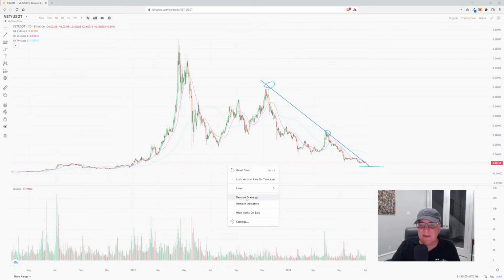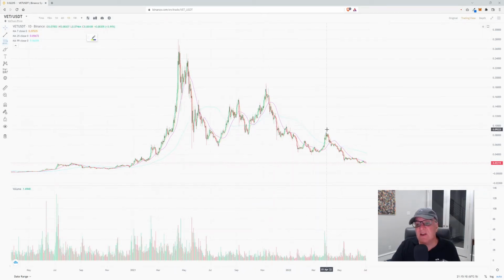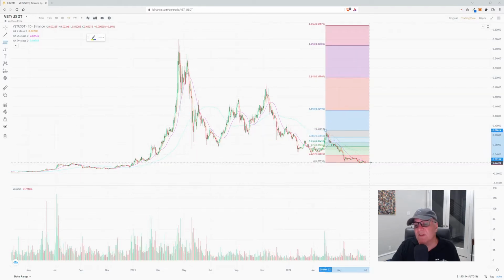So let me drop in some Fibonacci and do our support and resistance and see what we could be looking at. So I'm going to use this here, drop it off over here so we can look at a little bit of a tighter time frame in here and see what I think is going to happen here.